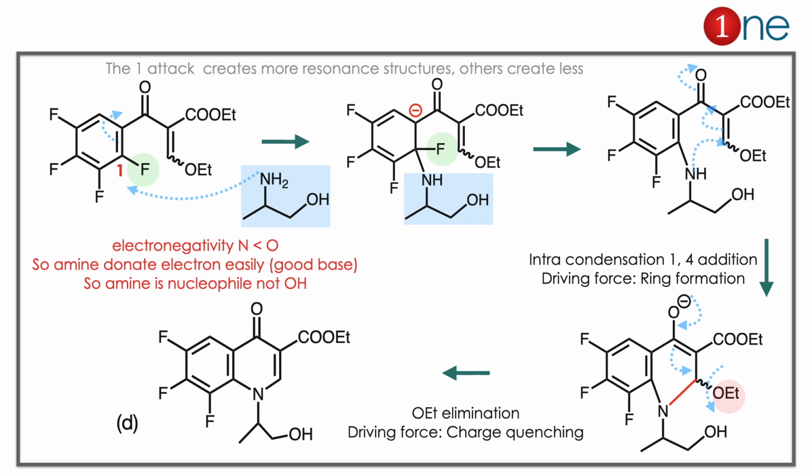Fluorine is a very poor leaving group, but the driving force here is aromaticity. So fluorine leaves with the help of aromaticity. Here there is a possibility of six-member ring formation because you have an OEt leaving group, and there is a possibility of 1,4 addition. So the amine can attack at the 4th position. The amine attacks, and the charge travels.